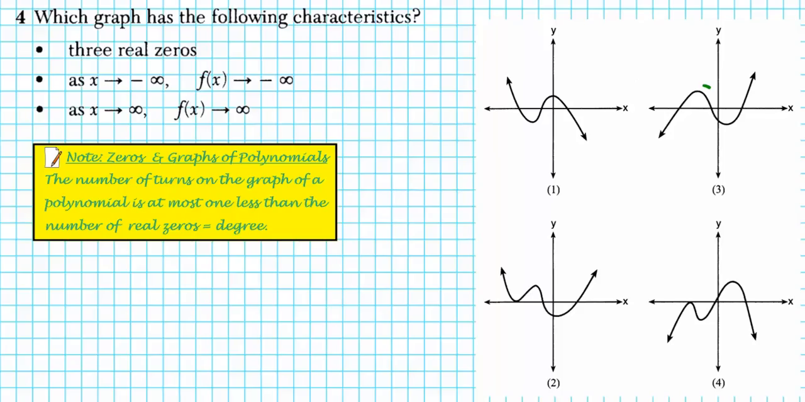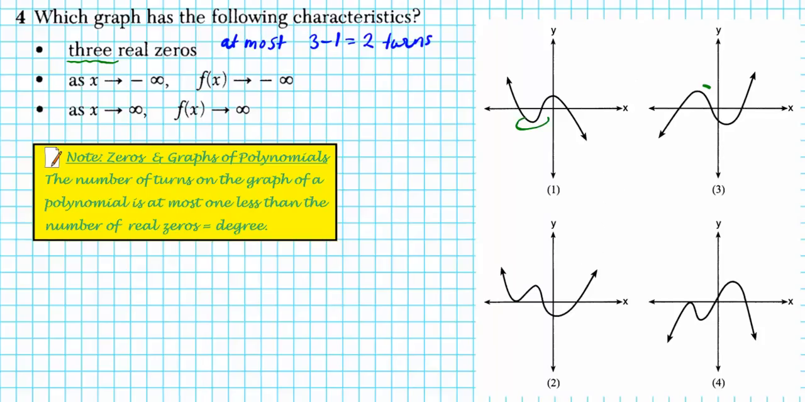So what on earth am I talking about here? In this problem, we're told that we have a total of how many zeros? 3. So based on what I stated in this point to note, you can have at most how many turns? You can have at most 3 minus 1, which is 2 turns. You could have less, but you cannot exceed 2 turns. So let's look at the graph and see if this fact can aid us in eliminating distractors.